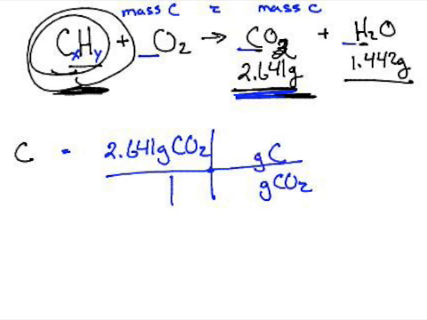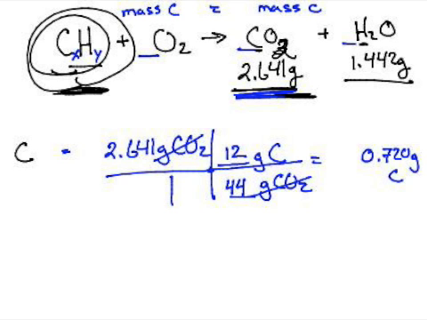Now these are just from the molar masses from the periodic table. The atomic mass of carbon is 12, and the molar mass of carbon dioxide is 44: 12 plus 16 plus 16. If you look carefully, the grams of CO2 are going to cancel out with grams of carbon, and I get 0.720 grams of carbon.